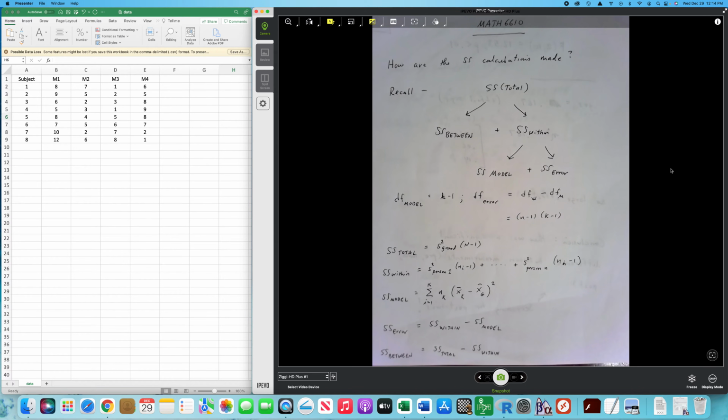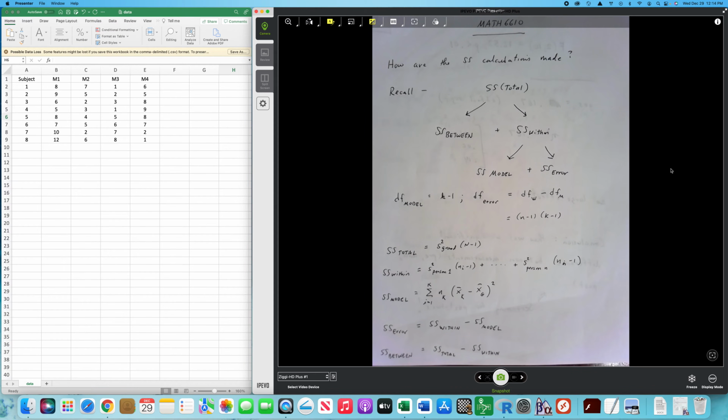All right, gang, Math 6610. At this point, I think it's good for us to pump the brakes a little bit and dive in a little bit on how we make these calculations. And these calculations being, could I be any more vague? These calculations being how we partition out the variances and how we calculate the sum of squares.